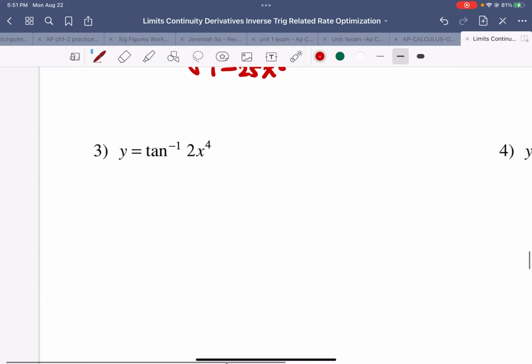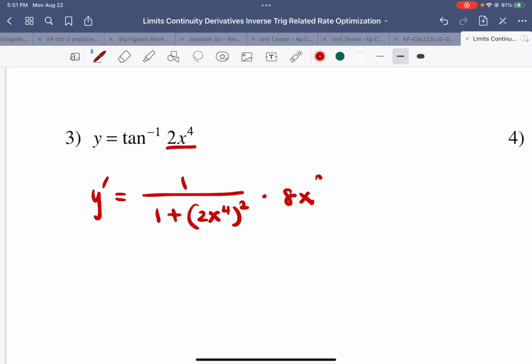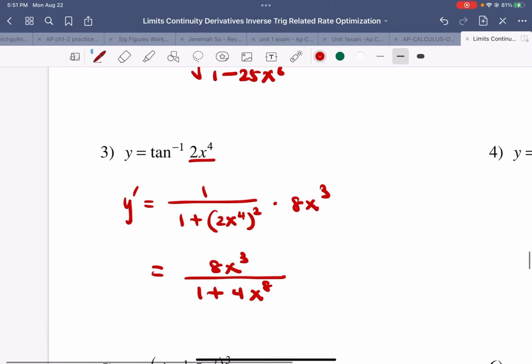Let's move on to number 3. Derivative of inverse tangent, we already talked about it: 1 over 1 plus x squared. So the derivative is 1 over 1 plus the 2x to the 4th power squared, times, don't forget the chain rule again, the derivative of 2x to the 4th power, which is 8x to the 3rd power. So when you simplify, 8x cubed over 1 plus 4x to the 8. Okay, that's your final answer.